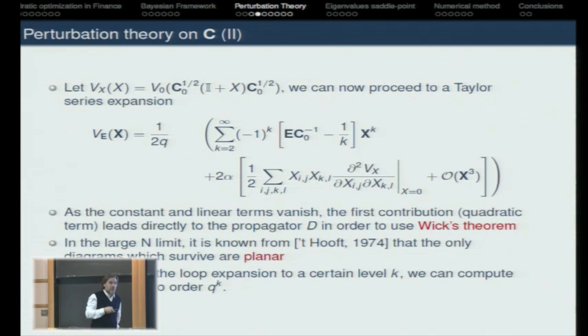So what's your Hessian when you're expanding? So you've got the saddle point, then you're going to compute the Hessian. Yep. So the Hessian is basically the quadratic term here.